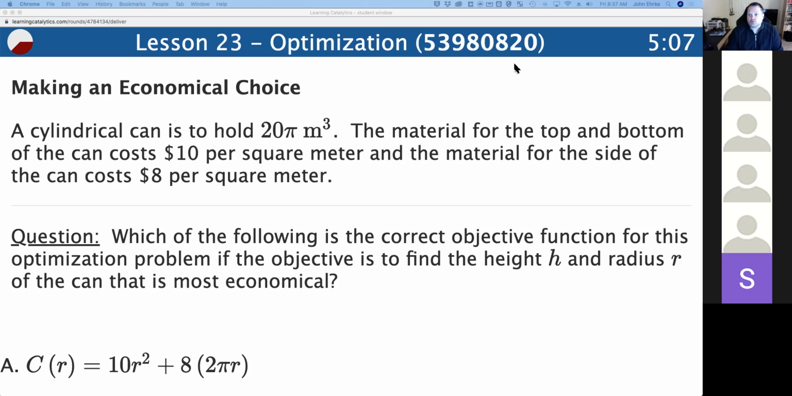All right, I think I can give you about another minute here. See if you can come up with the objective function.